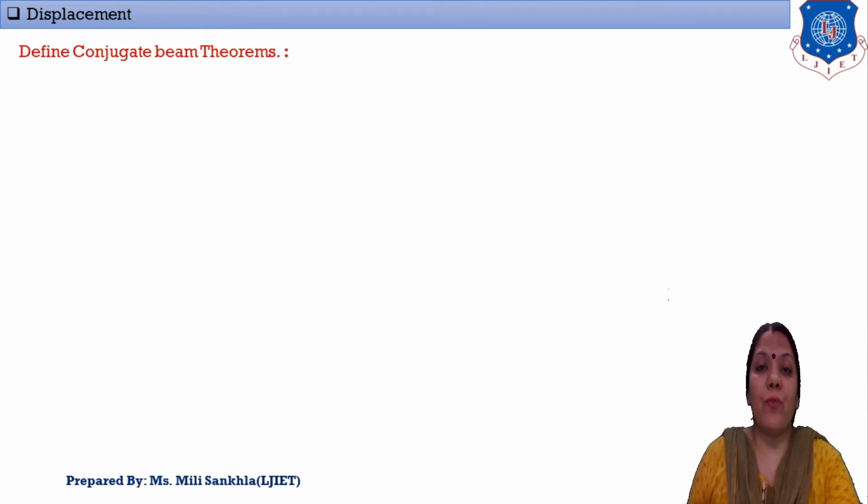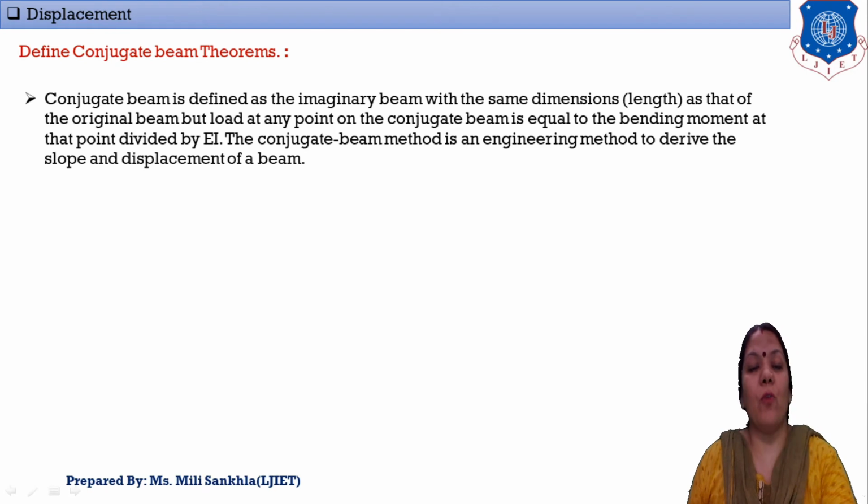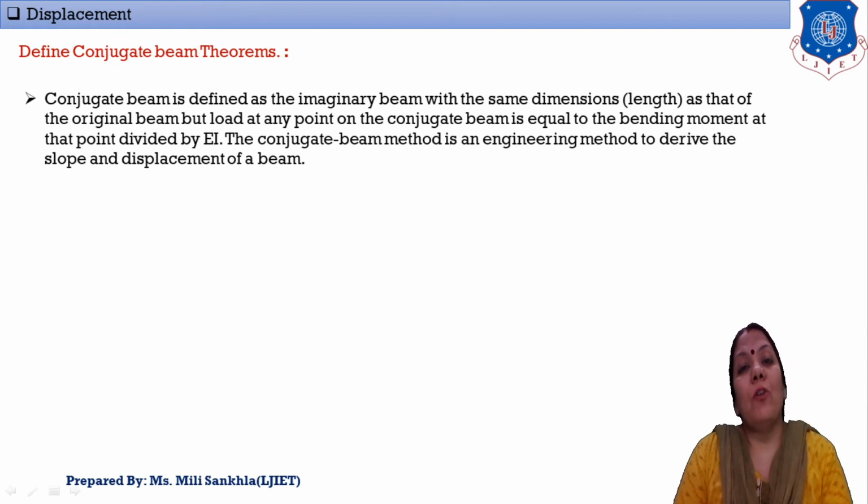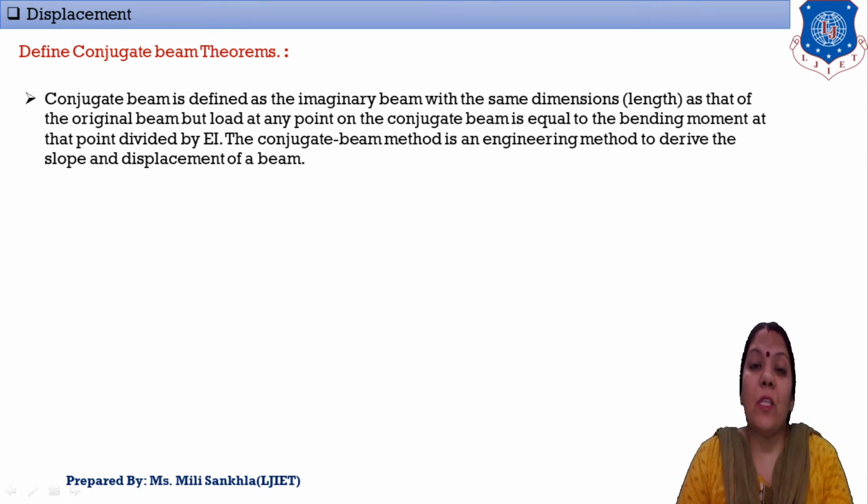First of all, let us define the conjugate beam theorems. The conjugate beam theorem is in two parts. First is slope and deflection. Now, what is a conjugate beam? A conjugate beam is an imaginary beam, and the length of this conjugate beam is the same as the actual beam.